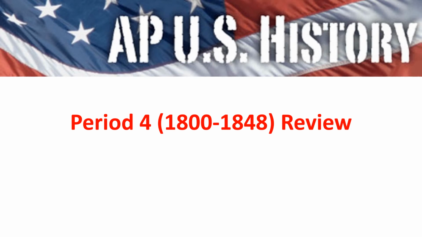So period 4 of AP US history is looking at what's essentially the antebellum period, or the period prior to the Civil War. It's essentially the early 1800s, from about 1800 to 1848. We'll play with that end date a little bit and maybe edge into the 1850s a little.